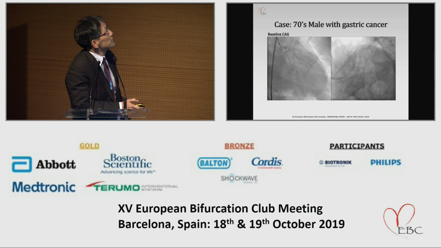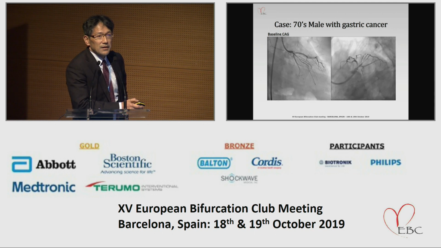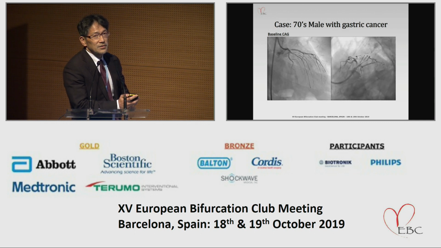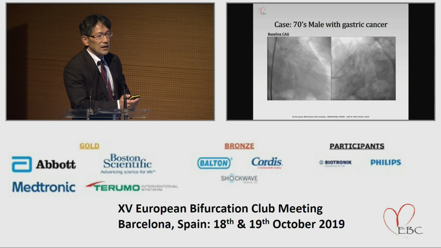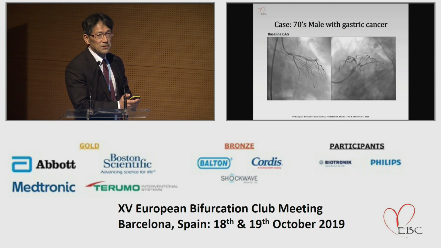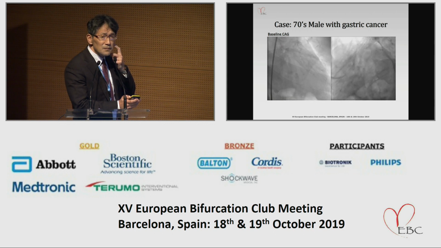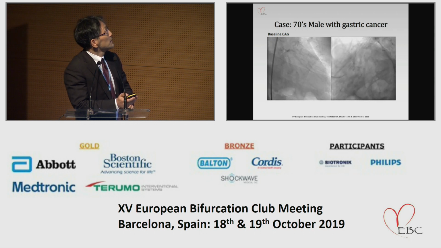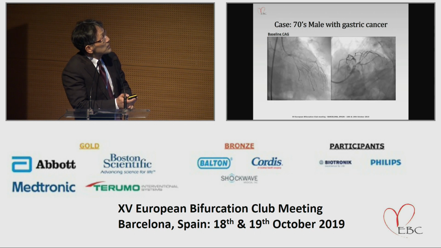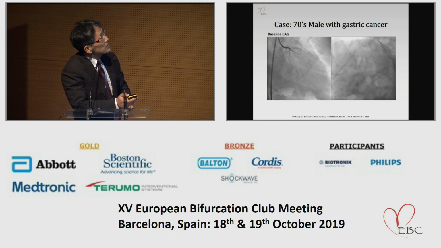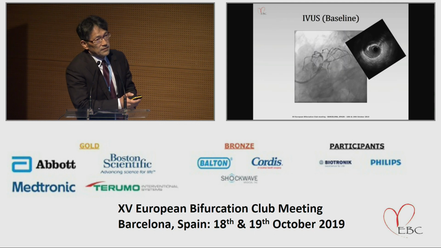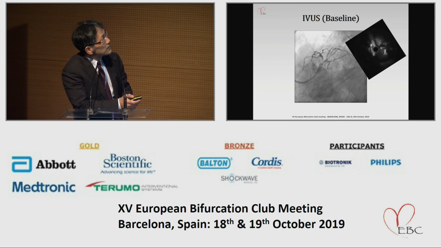My case is a 70s male with gastric cancer. He needed open abdominal surgery as soon as possible, but as you know, the surgeon refused under this condition. So we decided to treat this patient. As you can see, the LMT disease is very heavily calcified through the bifurcation region. And this IVUS is from the distal left main. As you can see, this is the circumflex.